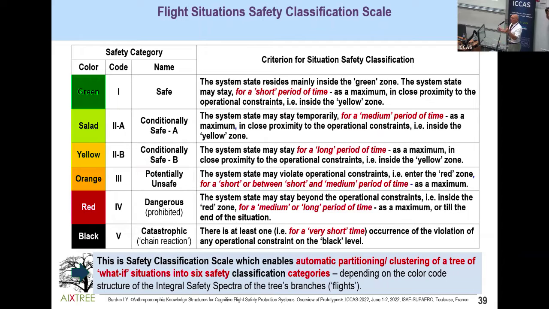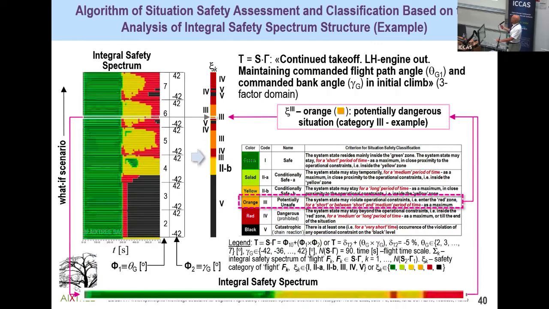Obviously, we can assign a mark for each situation based on the comparison of the structure and color coding of its safety spectra. I will skip it, and later you may wish to have a look into the papers with the explanation. This slide shows how we convert integral safety spectra into one color, a column vertically, with a Roman number which accounts for the situation category. And graphically, it's shown how we convert the integral safety spectra through this safety scale into one number.